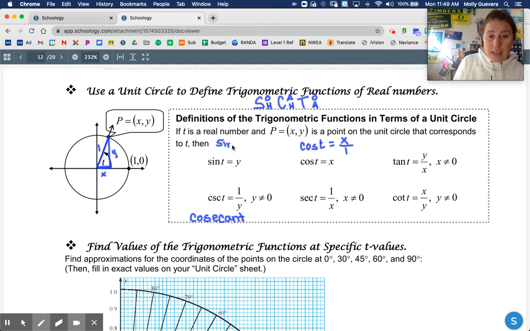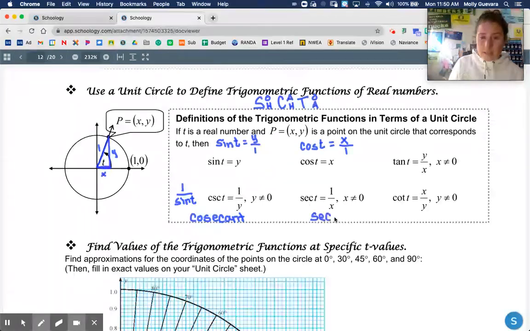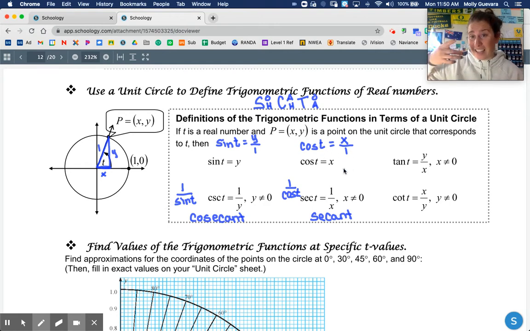So if sine of t is y over 1, then the reciprocal of that, the cosecant of t, is 1 over y. I've just flipped the fraction. So this is 1 over sine. Okay. The next one is secant. This is going to be 1 over cosine. It's the reciprocal of cosine. So if cosine of t is x over 1, then secant of t, the reciprocal, is 1 over x.